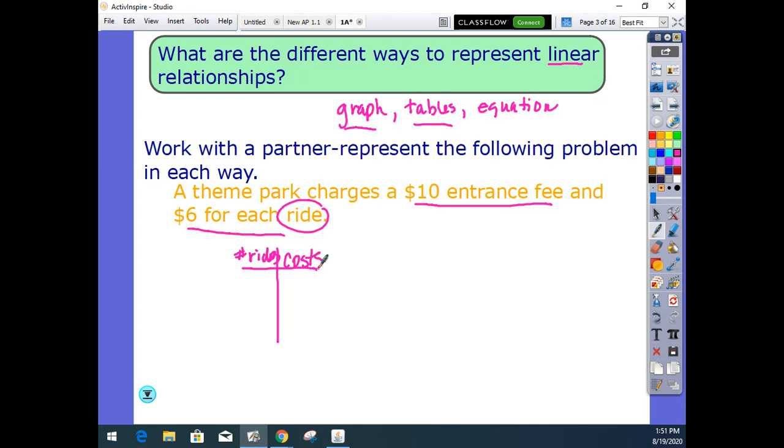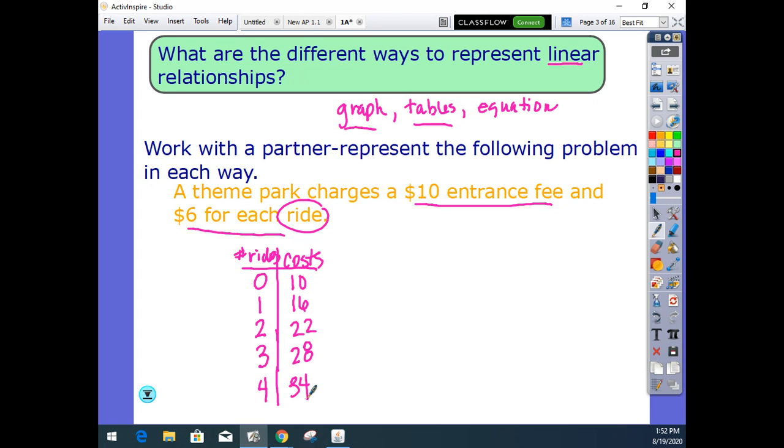Okay. So if I don't ride anything, if I just go into the park riding nothing, how much is it going to cost me? $10. If I ride one ride, I'm going to pay the entrance fee plus $6. Two rides, the entrance fee plus 6 plus 6. Notice each time this is going up by 6 because that's each ride.